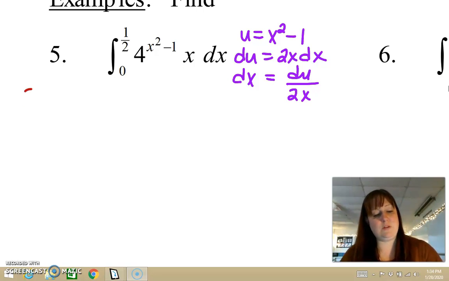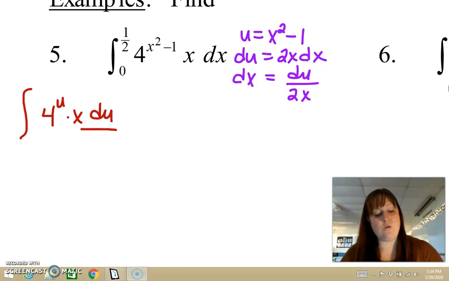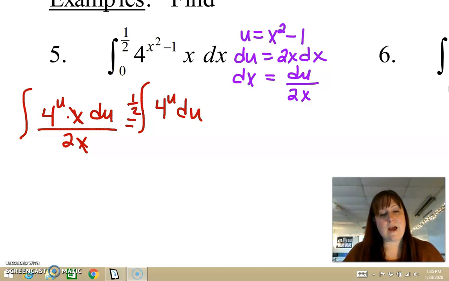So I'm going to end up with the integral of 4 to the u times x, and then instead of dx, I have du over 2x. Okay, the x's cancel out, and I end up with 4 to the u du. I have the integral, and I have it all over 2. Remember, that's a constant, so I can bring it outside. And the only thing left to do is to change my limits of integration, because this is a definite integral.